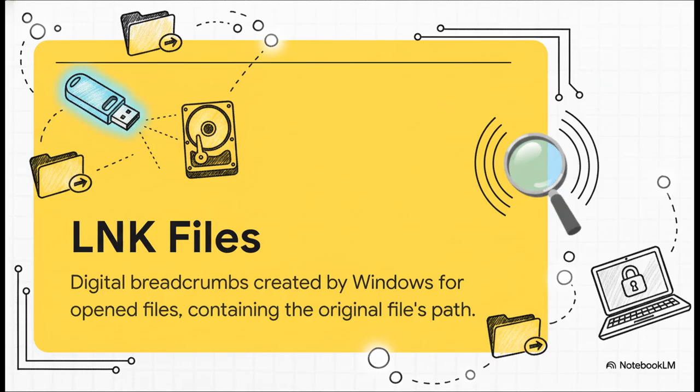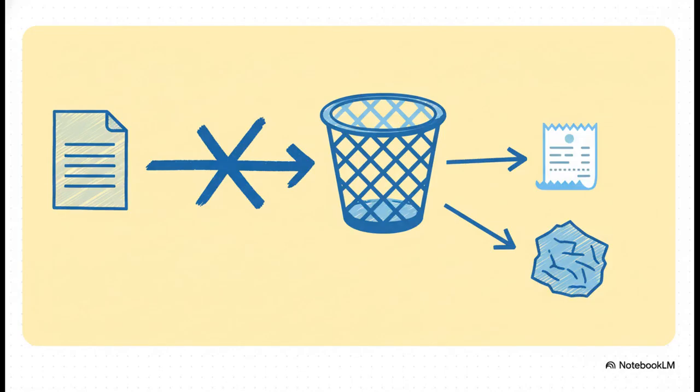And crucially for our case, it records the file's original location, even if that file was on the USB drive that's now long gone. But you might be wondering, what if the attacker tried to cover their tracks by deleting files? Well, that's where the recycle bin gets really interesting. See, when a file is deleted, Windows creates two new files.